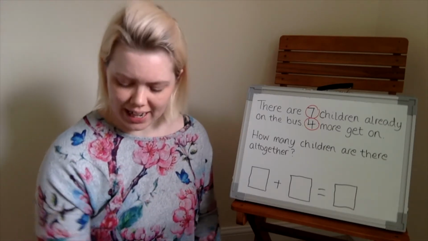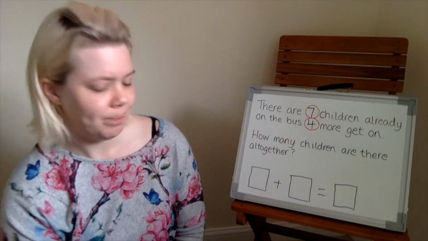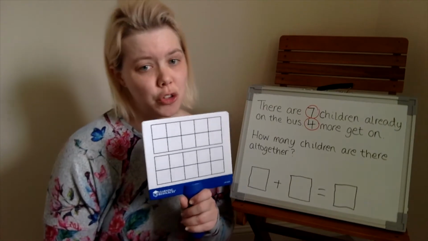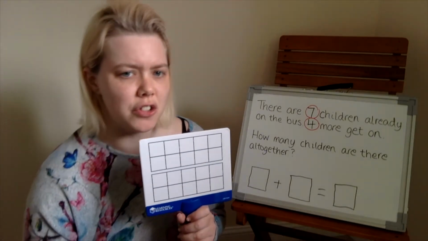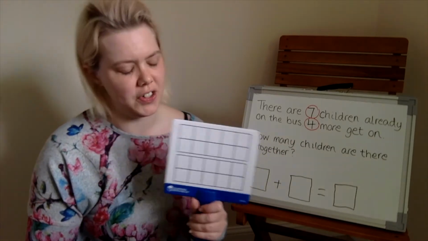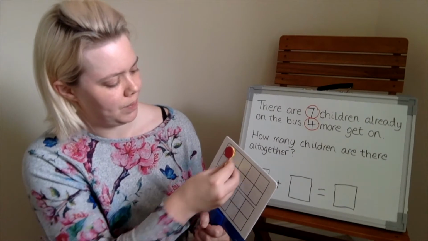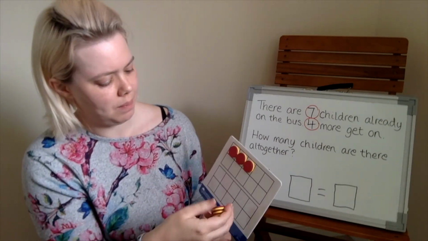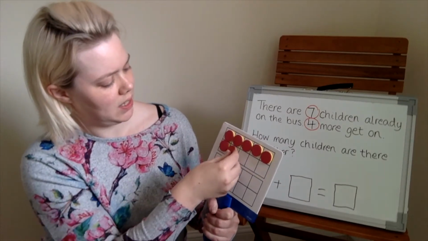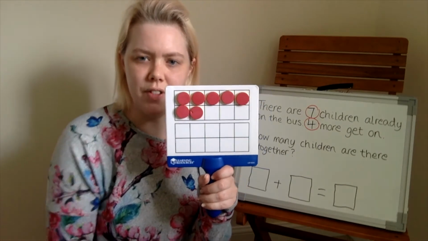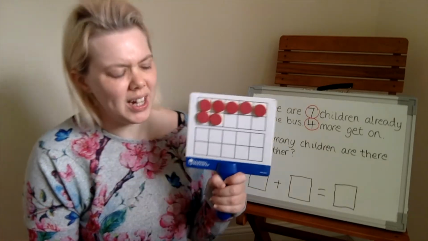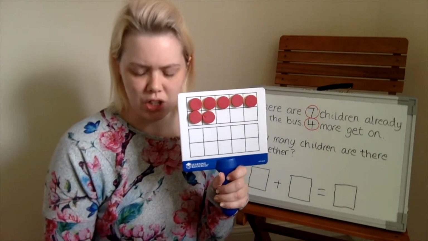4 more get on. So what I'm going to do is I'm going to use my 10 frame. Now we've used these lots at school, so we all know how to use them. So my first number is the number 7. So I need 7 counters on my first 10 frame. So I've got 1, 2, 3, 4, 5, 6, 7. There's my 7. 4 more children get on. So what I need to do now is add 4 more counters.